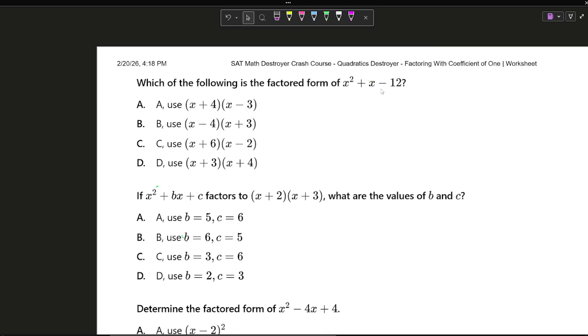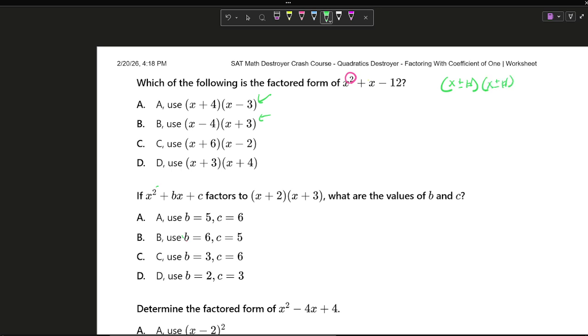So we want to factor this quadratic. Well, first, how do you know it's a quadratic? Because it has a squared, right? If it has a squared, then it's a quadratic. That's what quadratic means. So in order to factor a quadratic, we want to get it in this form that the answer choices are in, which is x, it could be plus or minus some number, and then same thing, plus or minus some number.